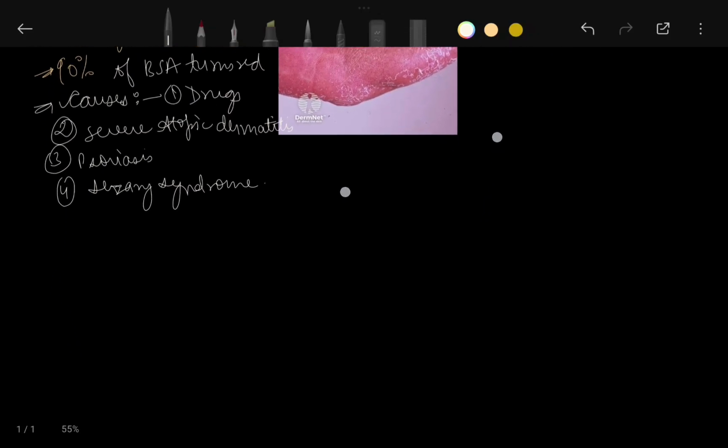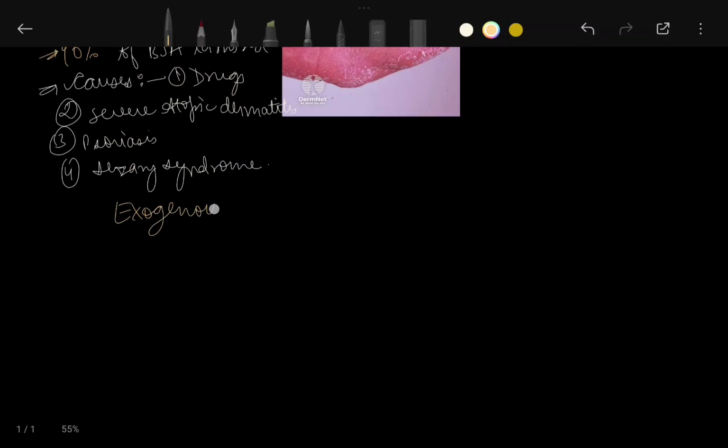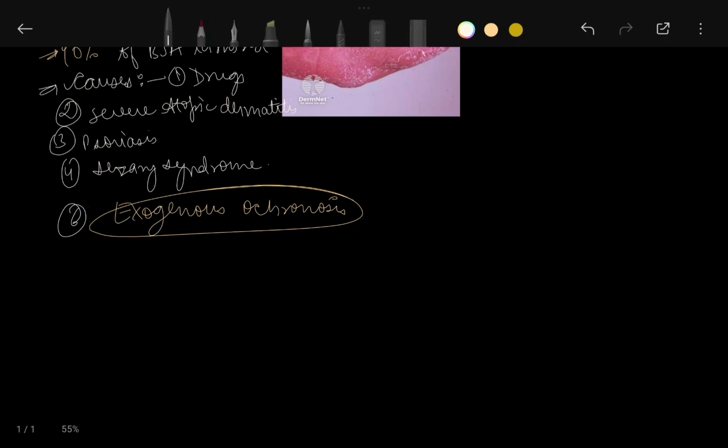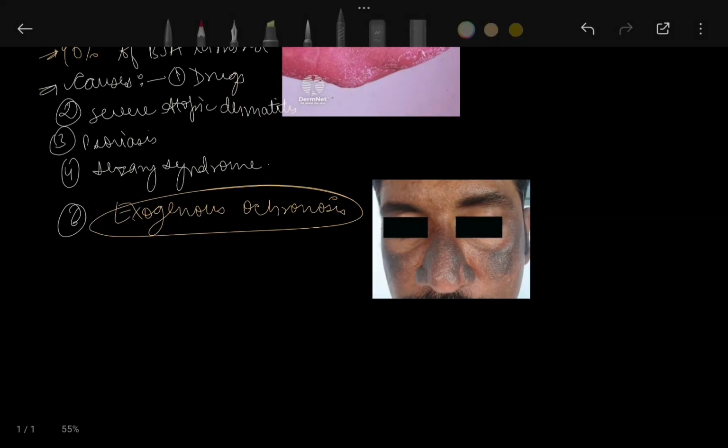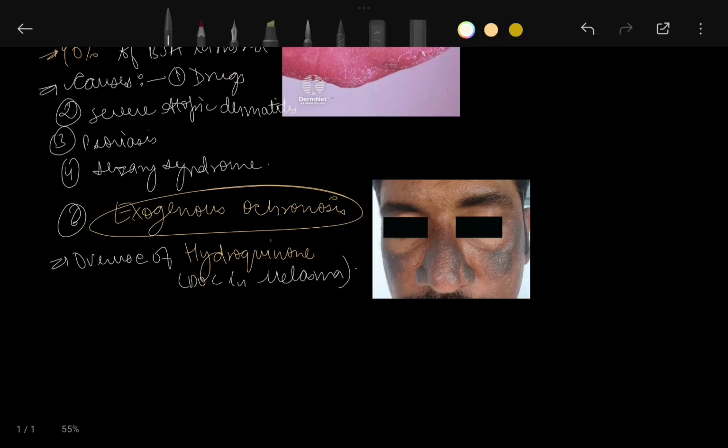Now coming to exogenous ochronosis. What is exogenous ochronosis? This is an example of it. There is overuse of hydroquinone, which is the drug of choice in melasma, used for more than 4 weeks or at higher concentration.